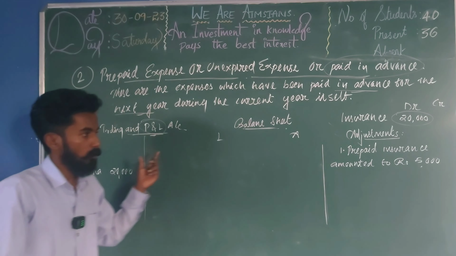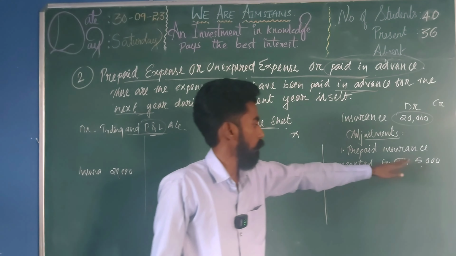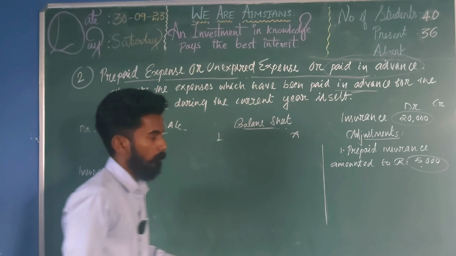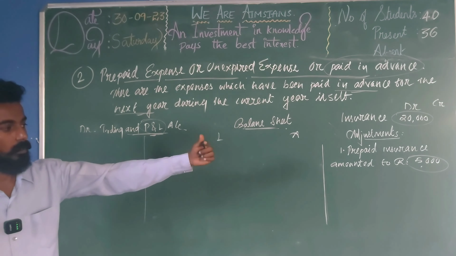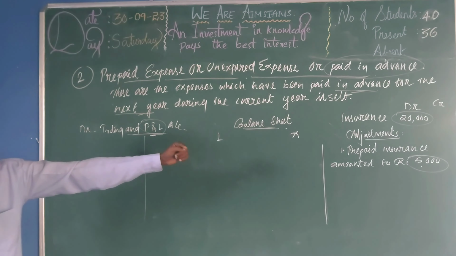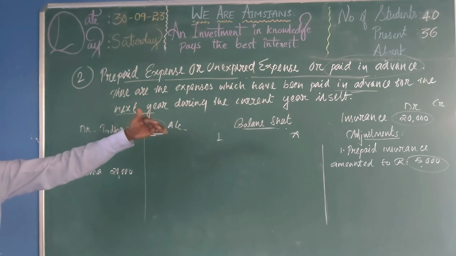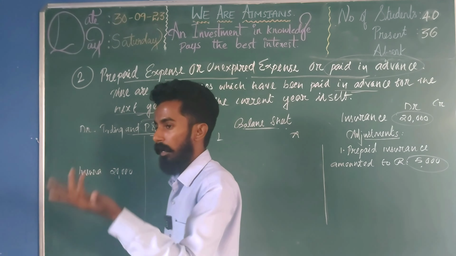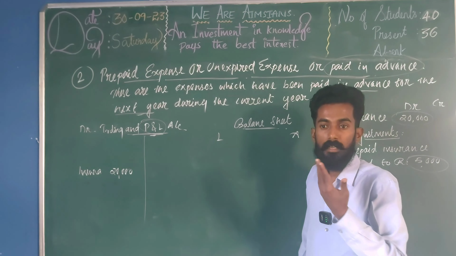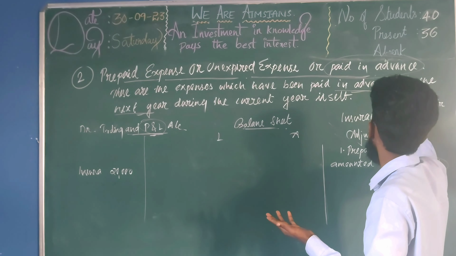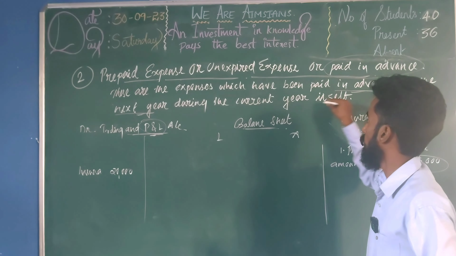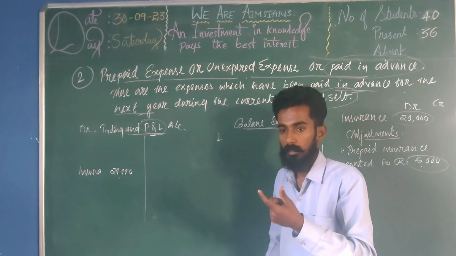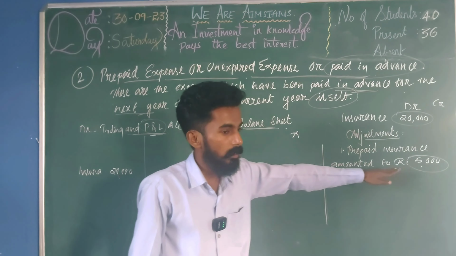Now when we go to the adjustments, the first one is prepaid insurance amounting to rupees 5,000. That means 5,000 of that insurance is already prepaid, paid in advance. What is the meaning? Prepaid means an expense we have already paid in advance for the next year during the current year itself. That is not our current year expense.